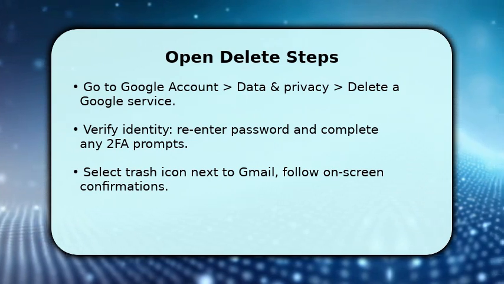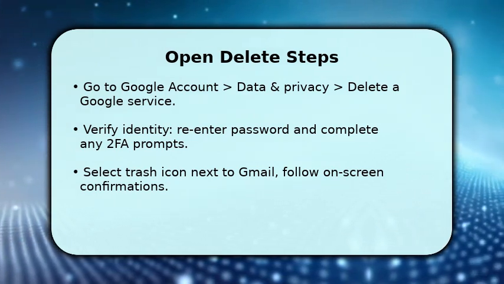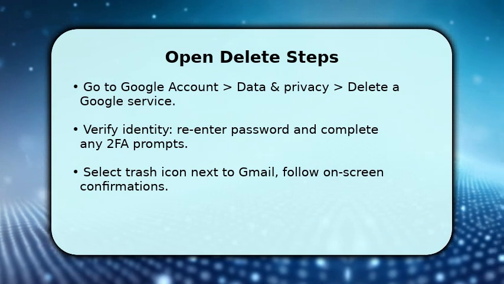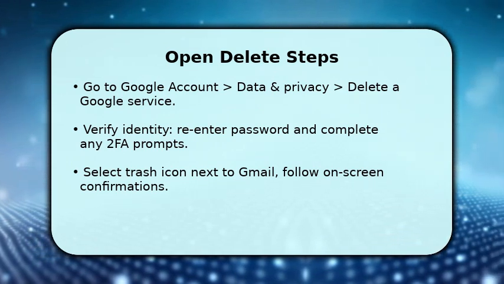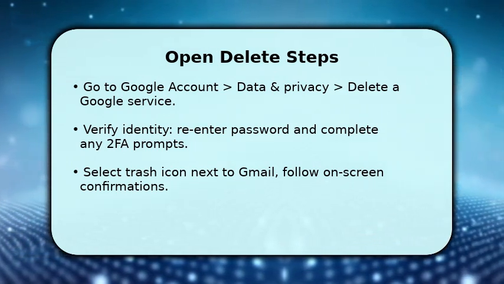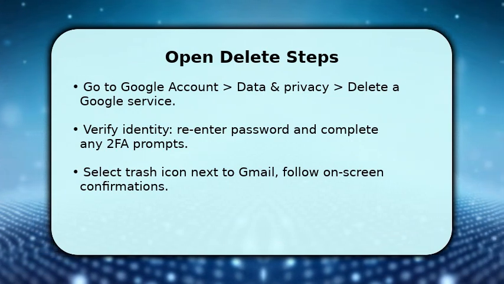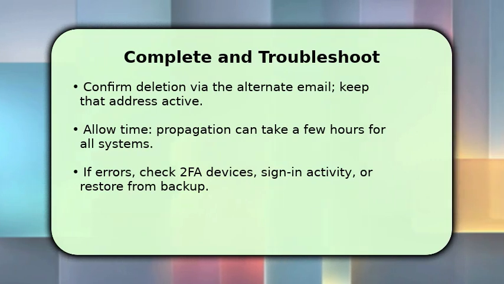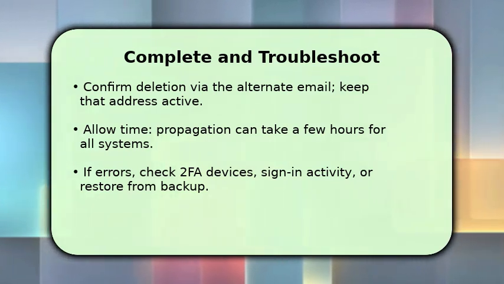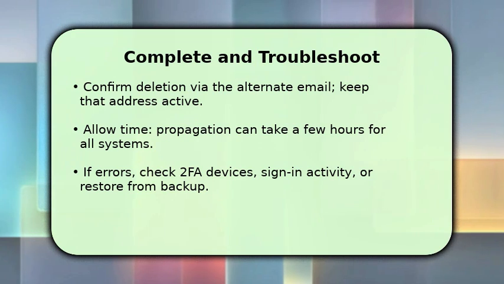Carefully read each confirmation. Google explains which content will be removed and what remains in other services. When you confirm deletion, make sure you have an alternate email to keep access to other Google services tied to the account. Finish by confirming the deletion link Google sends to your alternate email. This final confirmation completes the process and prevents accidental loss.